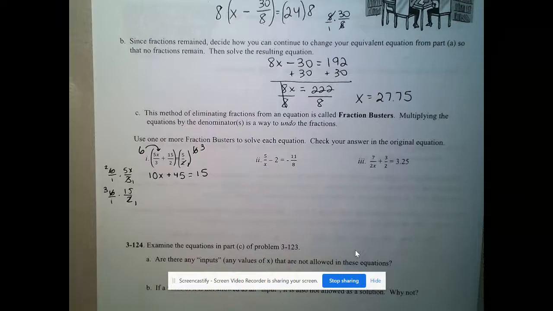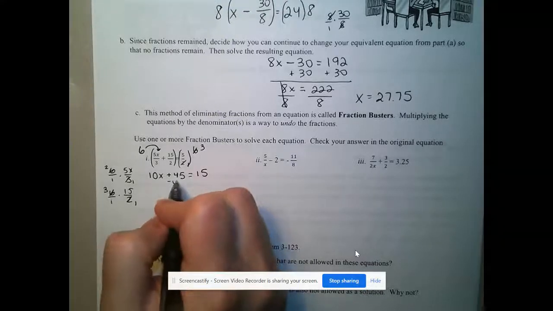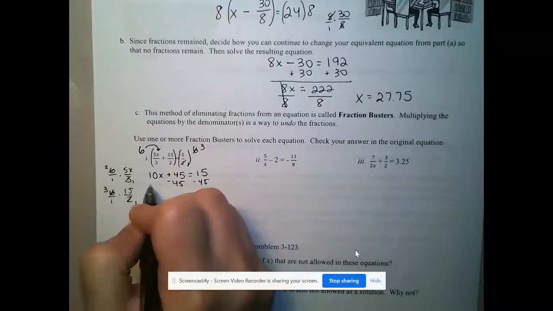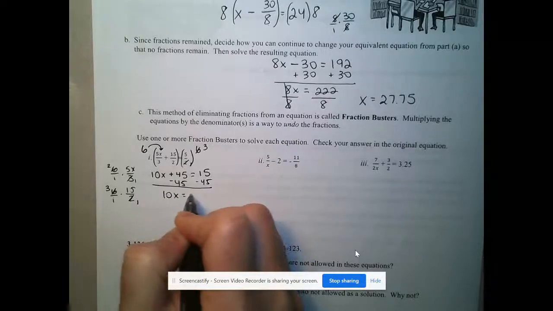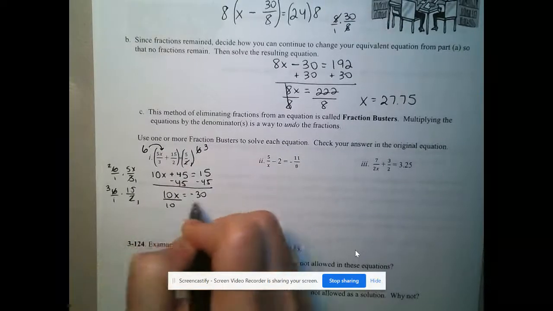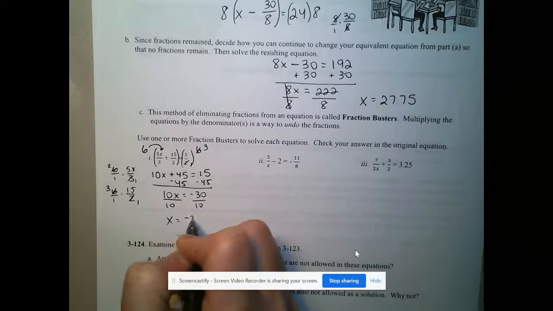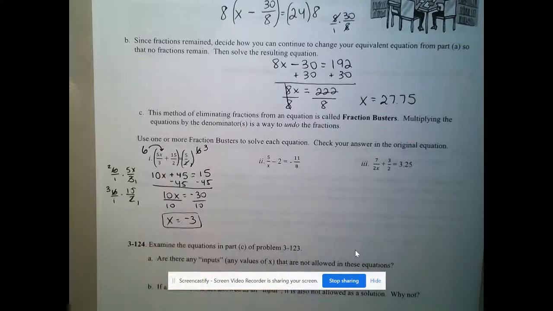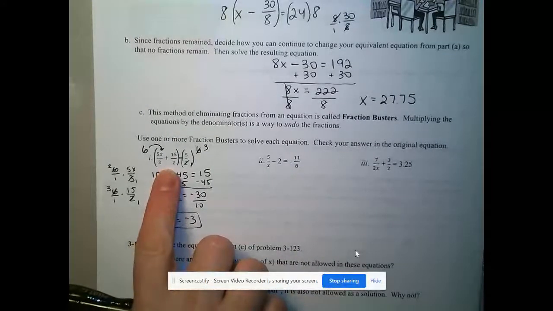So by choosing the least common multiple of all the denominators, which is a 6, I can get rid of all the denominators and have a nice, easy equation. Subtract 45 on both sides. 10x equals negative 30, and divide by the 10, x equals negative 3. Not a problem to solve as long as you can get rid of the fractions at the beginning.